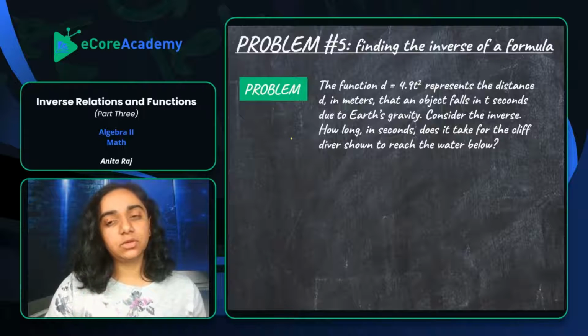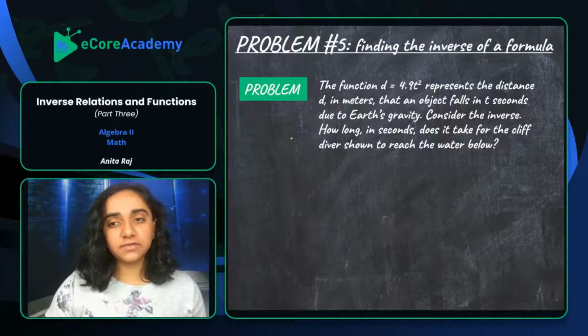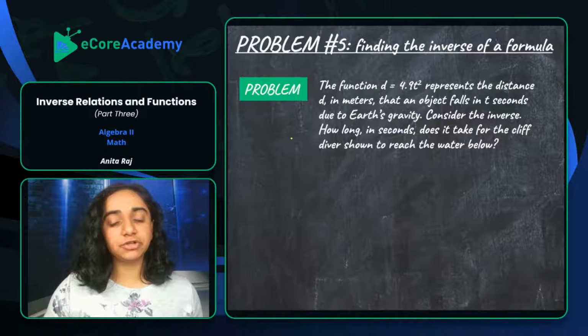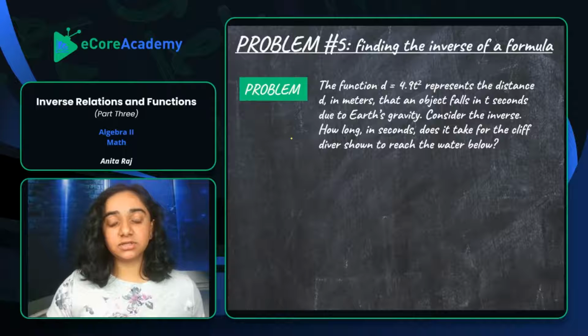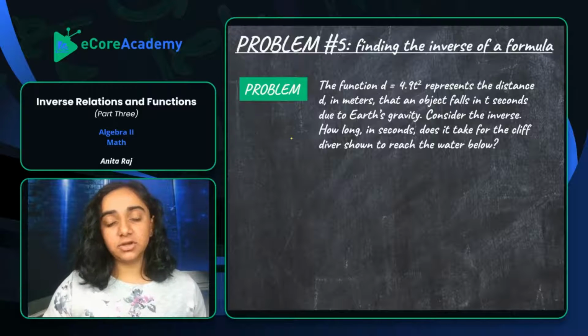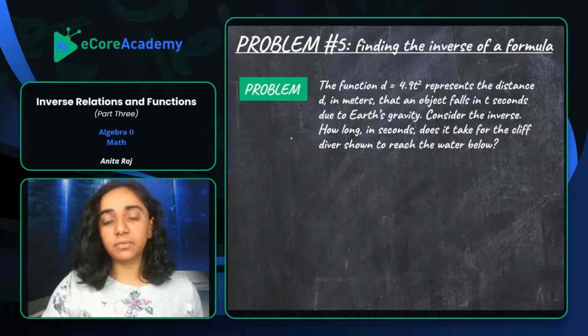So what we need to do with this problem is we need to consider the inverse. We're not exactly finding the inverse, but we need to consider what is the inverse, and then afterwards we have to actually determine how long in seconds does it take for the cliff diver shown to reach the water below. I know the image isn't shown yet, but I will show you an image. You're going to see a cliff diver jumping off of a cliff into water, and then you're going to be given d, which is the distance. So you're already given one of the variables. You're going to be given d, which is the distance that it takes for the cliff diver to jump off the cliff and hit the body of water.